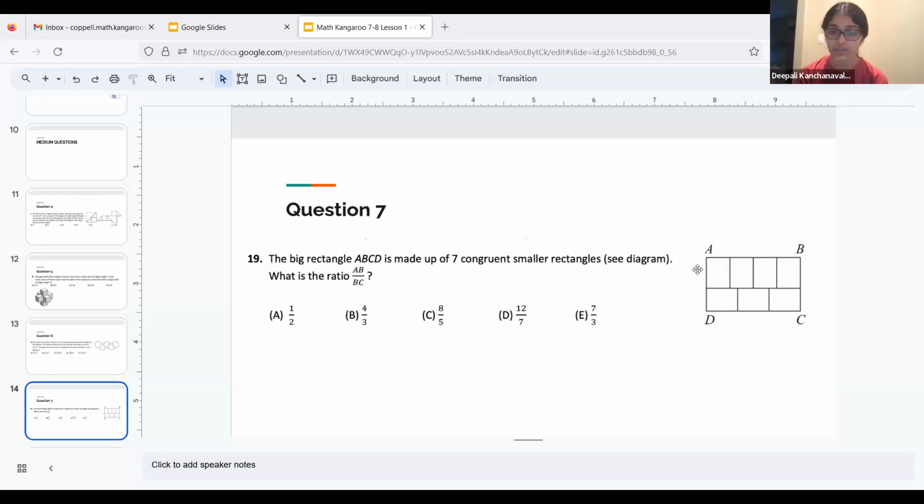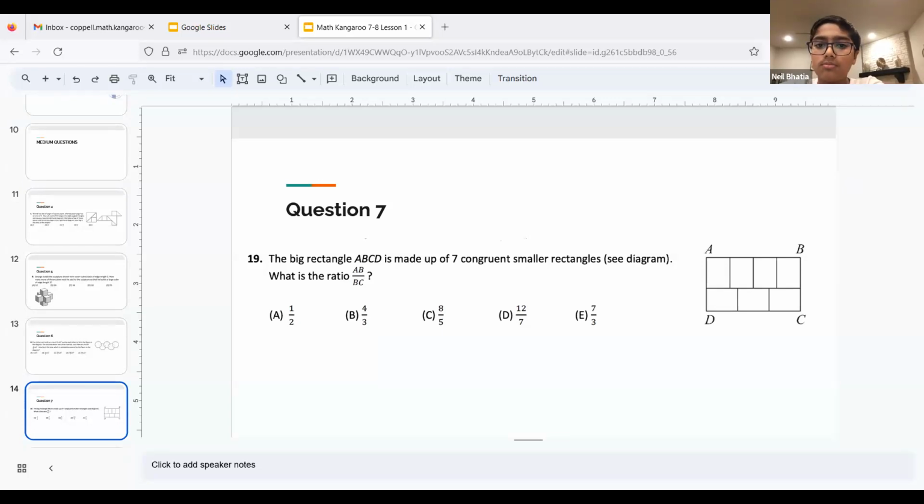So let's try to assign each of these sides, let's say, a variable, right? Sorry, Dipali. Neil had his hand up. Is it okay if Neil shares? Go ahead, Neil.